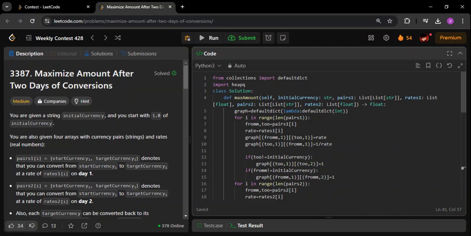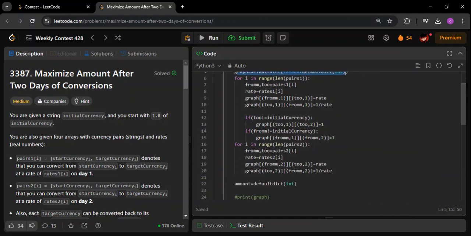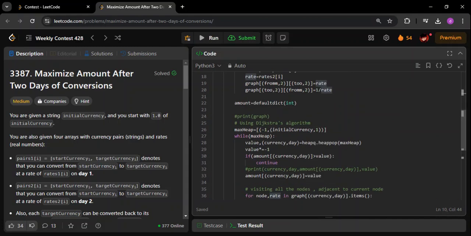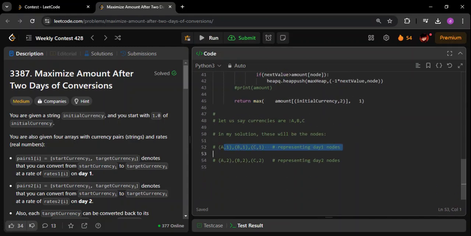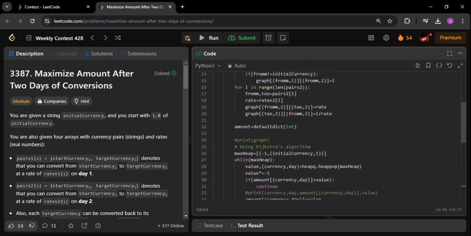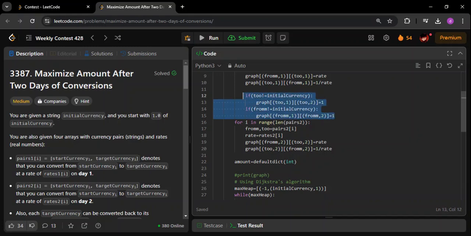So see, I will again repeat. I'm creating a graph. In this graph, I'm just including the nodes. For each edge, there has to be a reverse edge with the reverse rate, okay. And then, as I mentioned, I'm creating a structure like this. So each node in day 1 should be linked to a corresponding node in day 2. For that reason, I have included this part in my code. Yeah, this is the part.